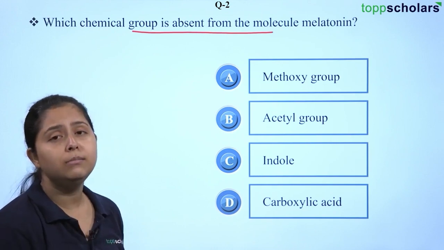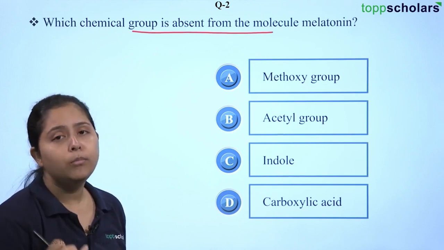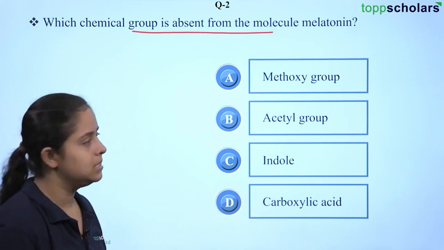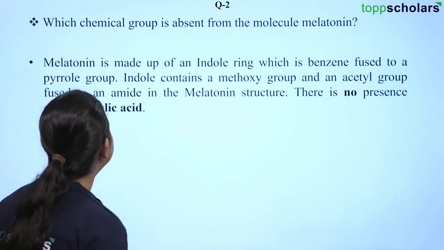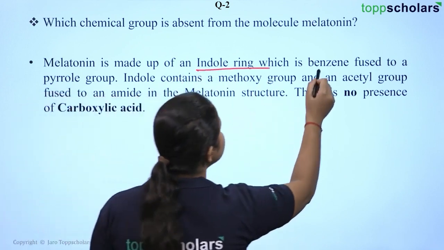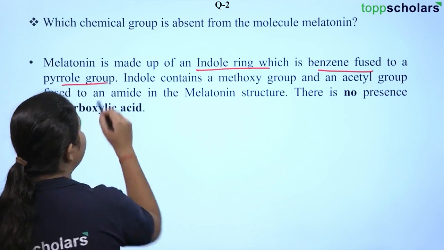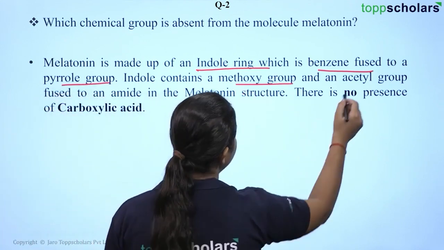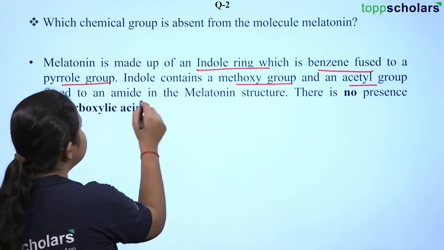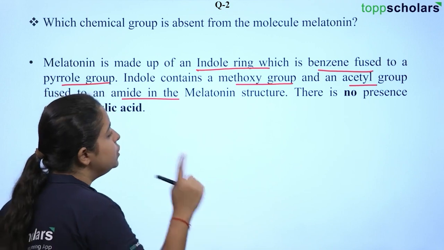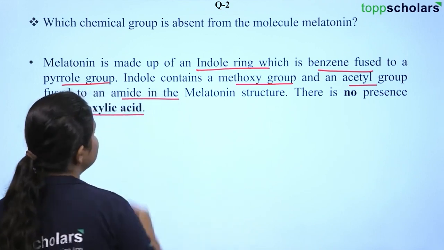You should also remember the molecular formula or chemical formula for melatonin. It can be asked. So over here when you see melatonin, it is made up of an indole ring, which is benzene fused to a pyrrole group. It also consists of a methoxy group and an acetyl group fused to the amide in melatonin's structure. What is not present is carboxylic acid.